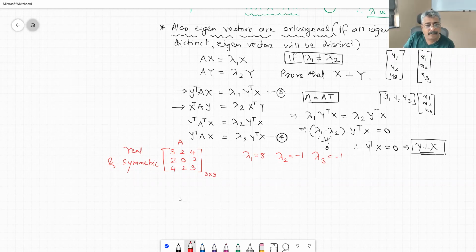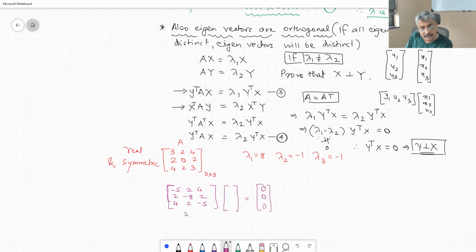Okay. Now what we are supposed to do here is subtract 8 from the diagonal. So it is minus 5, 2, 4, 2, minus 8, 2, 4, 2, minus 5. So this matrix is A minus lambda I. You should multiply this matrix with x to get your eigenvector x, to get 0, 0, 0. That is the requirement.